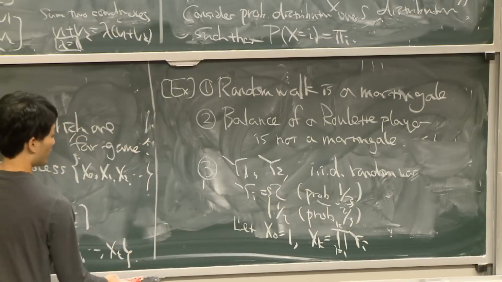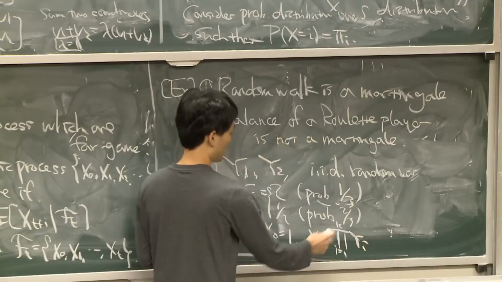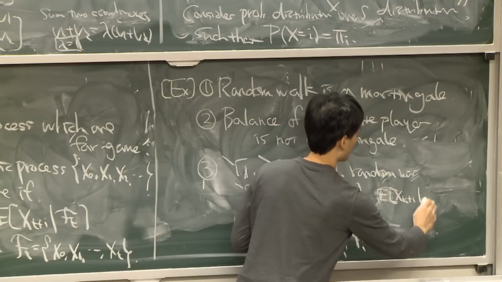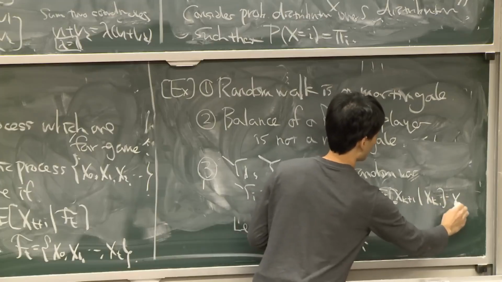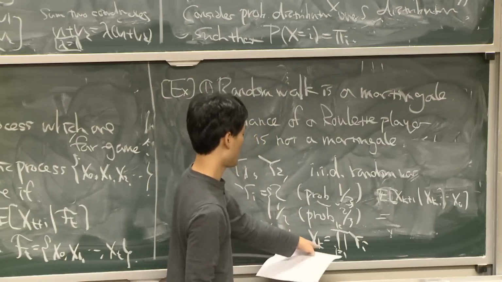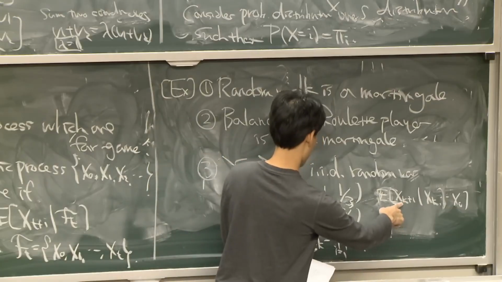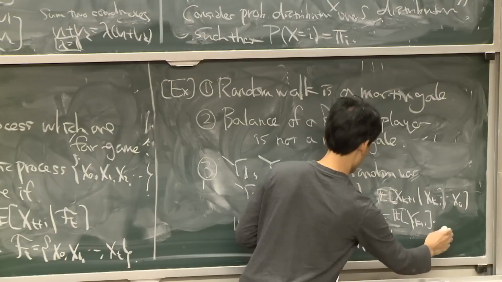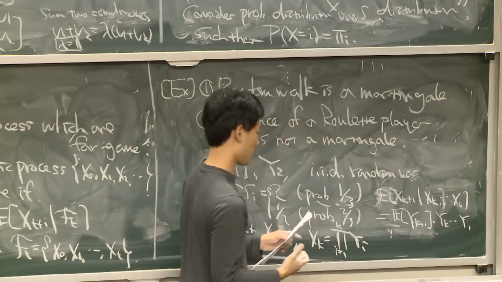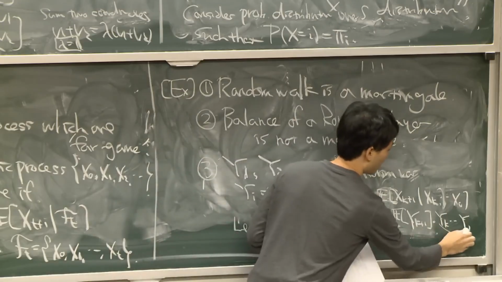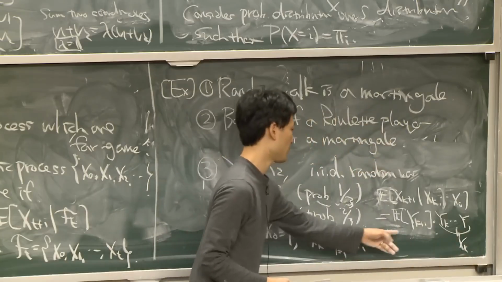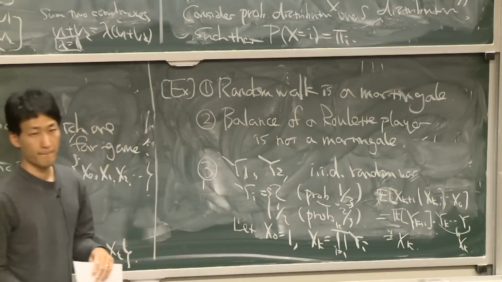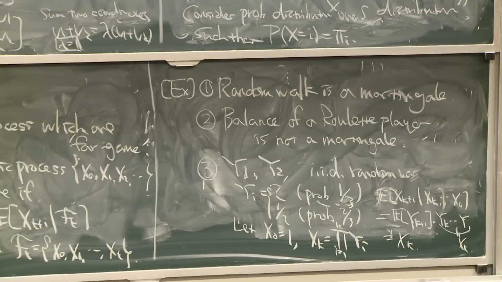The reason is just you can compute the expected value. So the expected value of Xk plus 1 given Xk up to X0 is equal to the expected value of Yk plus 1 times Xk. That part is Xk. But this is designed so that the expected value of Yk plus 1 is equal to 1. So it's a martingale.